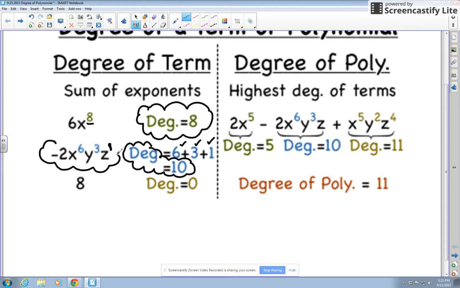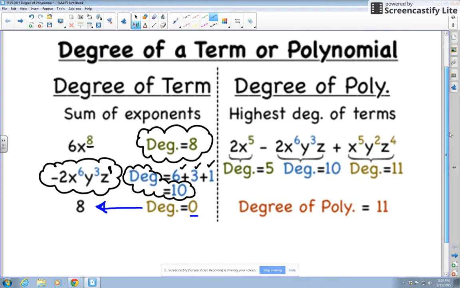Remember, take note that this is a term, not a polynomial that has multiple terms in it, although one term could be classified as a polynomial. Now, if we look at the number 8, the number 8 doesn't have an x or any kind of variable next to it. Therefore, we don't have an exponent with a variable. So we know that the degree for just a number alone is 0.